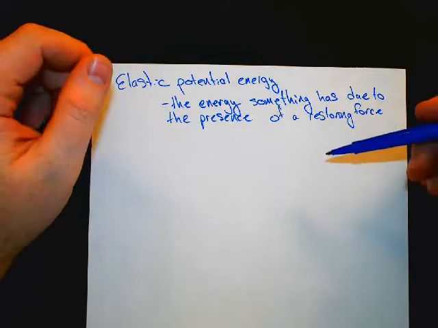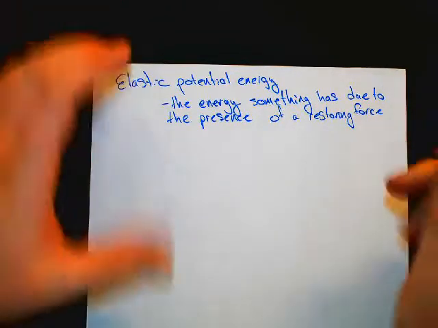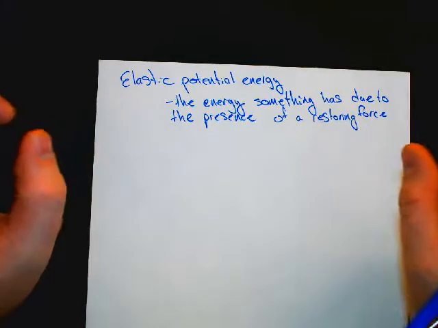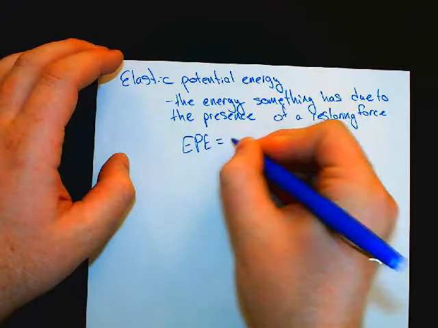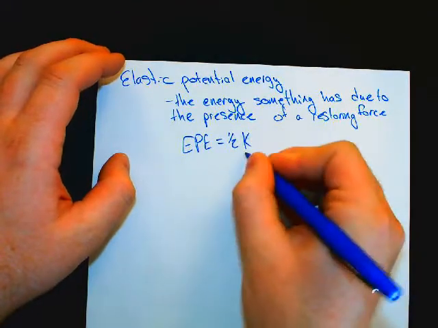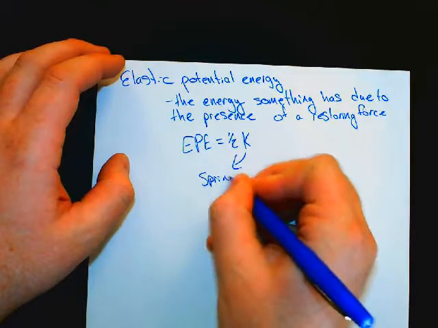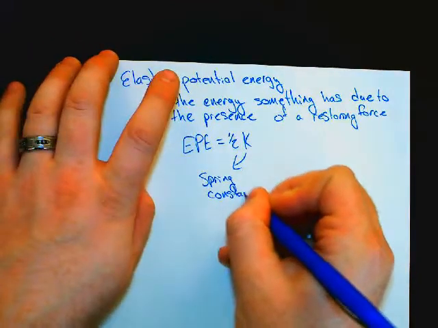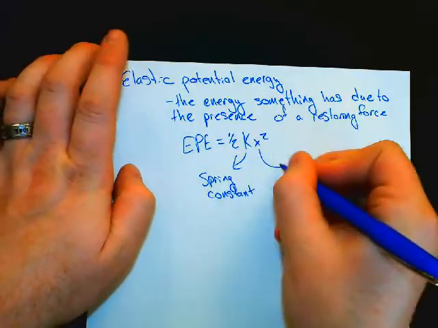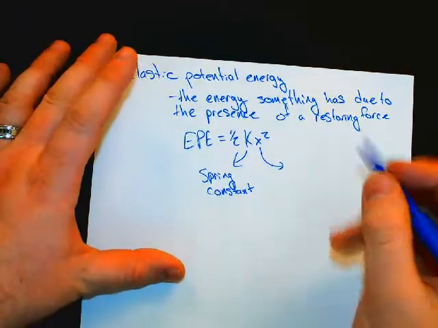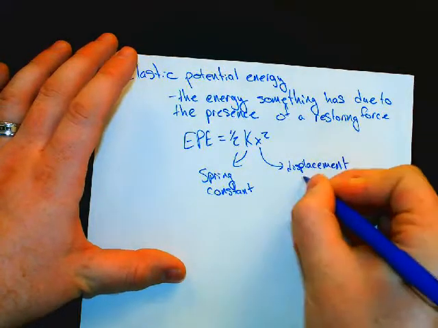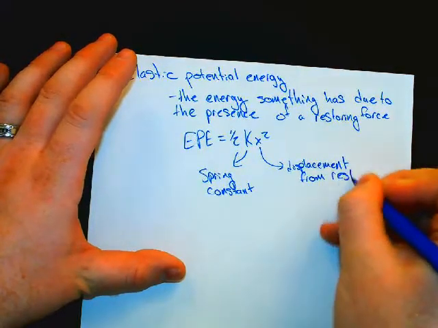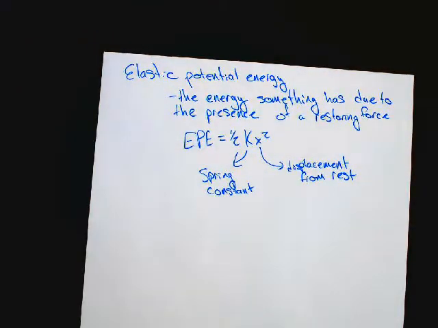Okay. It does say restoring force. And determine the total magnitude of elastic potential energy something has stored. Elastic potential energy is equal to 1/2 K, where K is a spring constant, times x squared, where x is the displacement from the rest position. So a spring constant is basically a statement of elasticity of a specific object.